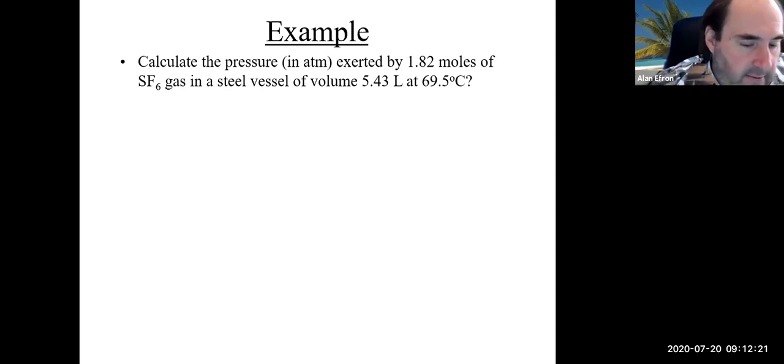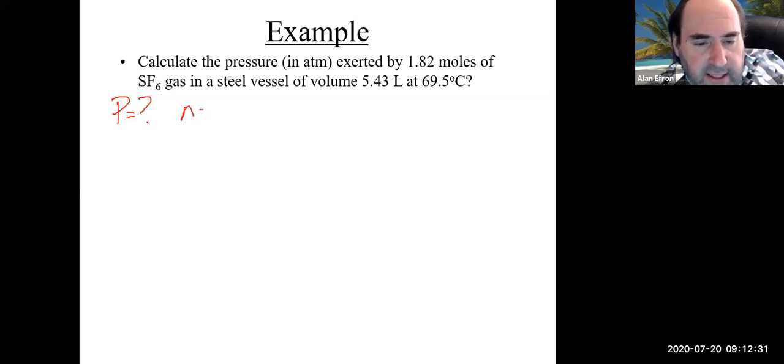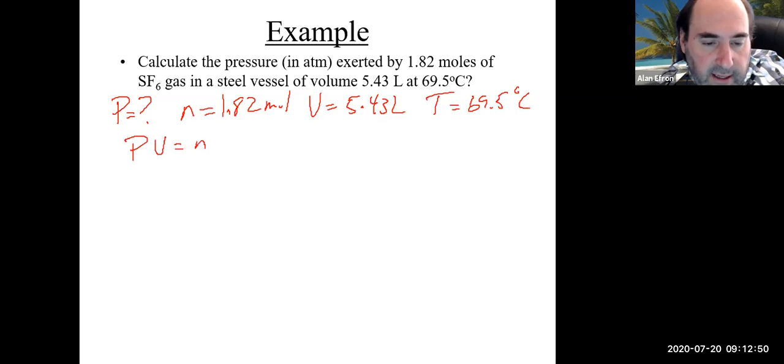All right, so when we look at something like this, again, if you're not sure, you can pull out some information. We want to calculate the pressure. We have moles, which is N, 1.82 moles. We have a volume that is 5.43 liters and a temperature that's 69.5 degrees Celsius. So you can almost see the ideal gas law here. Again, we only have one pressure, volume, and temperature.